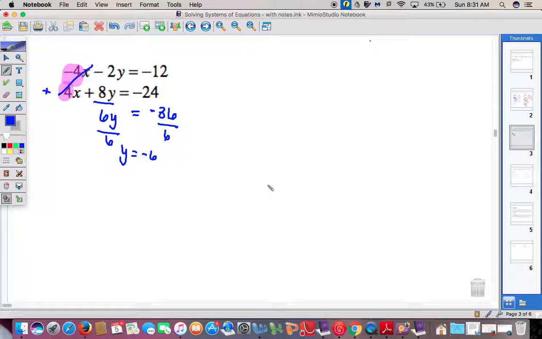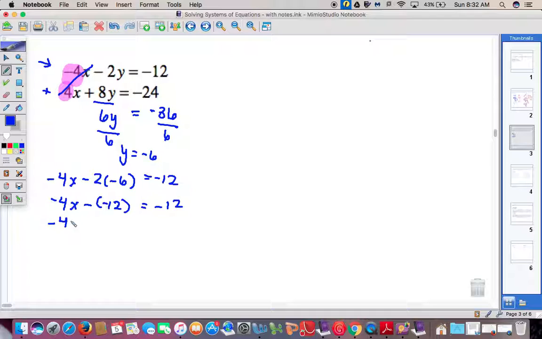So if y equals negative 6, what does x equal? Well, I just have to substitute it back into one of my two equations to find that out. It doesn't really matter, we can deal with either one of them. Let's just look at the first equation here. So I have negative 4x minus 2 times negative 6, because I'm going to substitute a negative 6 in for y, and this equals negative 12. So I have negative 4x minus, what is 2 times negative 6? A negative 12, equals negative 12.